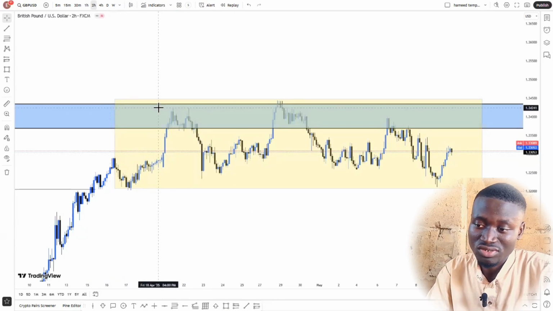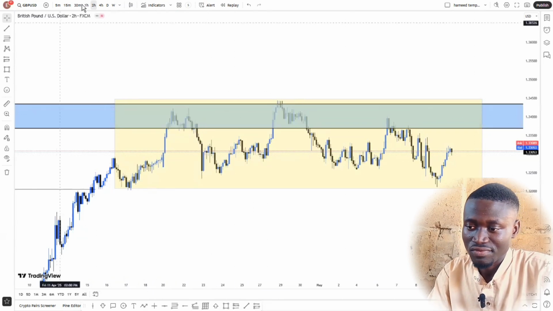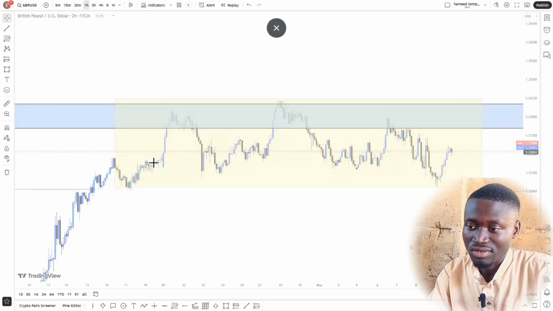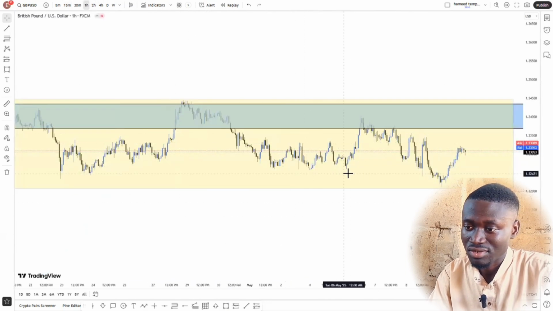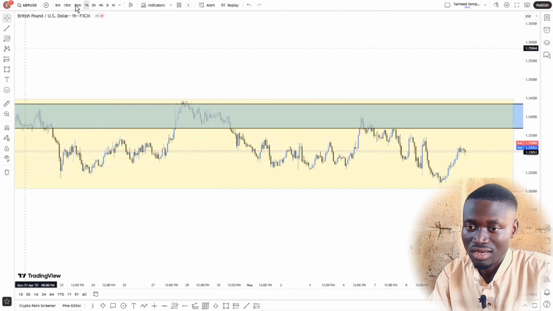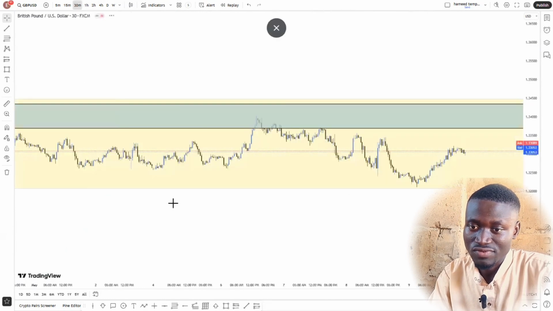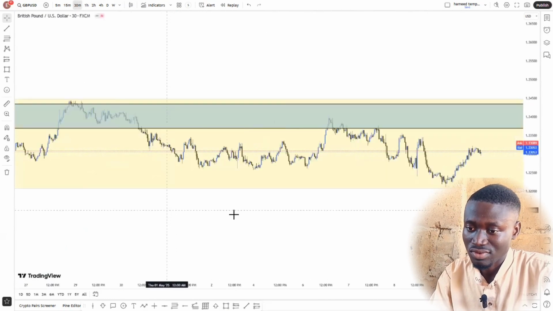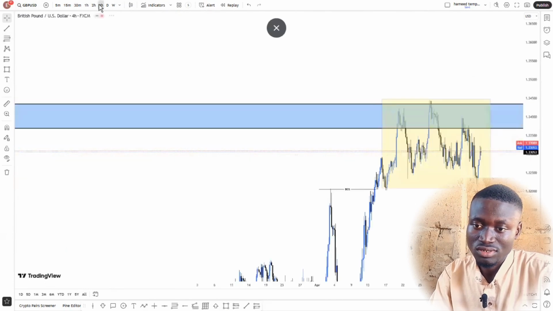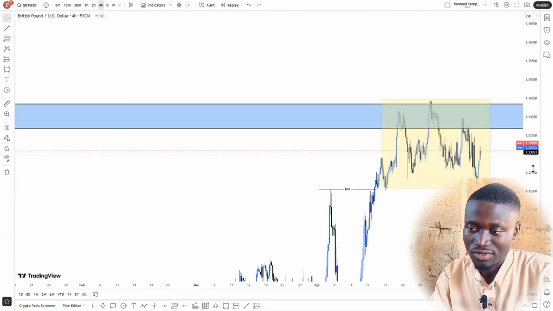ready to move. It's just a consolidation area everywhere, starting from daily time frame till I'm now in 1 hour. Still the same thing, nothing clear at all. Starting from daily till 1 hour to 30 minutes, everything is consolidating. So let's just let GBP rest for now.